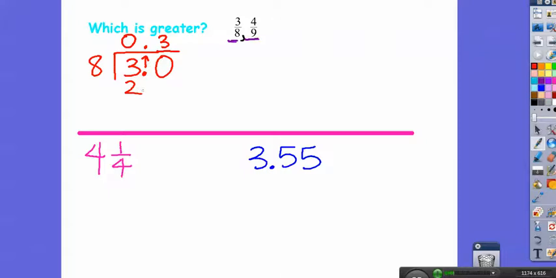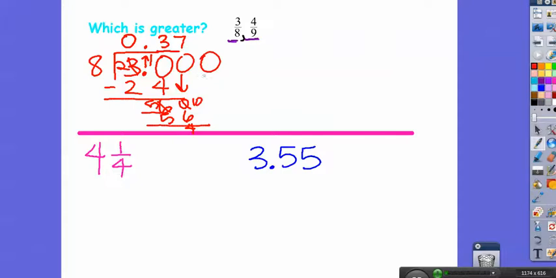3 times 8 is 24. We need to borrow. 10 minus 4 is 6. We need to add a 0 and bring it down. 8 can go into 60 7 times. Actually, yeah, 7 times. 7 times 8 is 56. And we need to borrow. 10 minus 4 is 6. And we have a remainder, so we need to add a 0 and bring it on down. 8 can go into 40 5 times. 5 times 8 is 40. And we don't have a remainder.